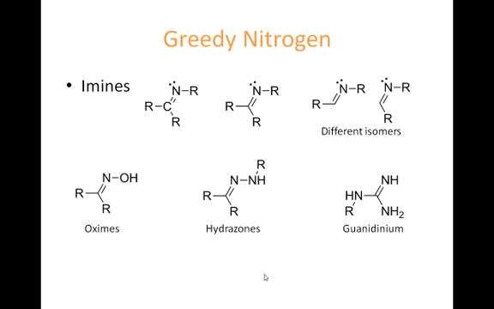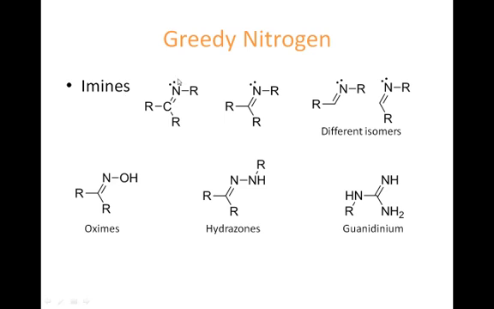Okay, so more nitrogens. If nitrogen's greedy and it wants more than one bond, we call that an imine. So here we've got carbon double bonded to a nitrogen. This is a bit like a carbonyl. See the similarity in structure? So if these are R groups, we can say, oh, it looks a bit like a ketone with a nitrogen. We call these imines.